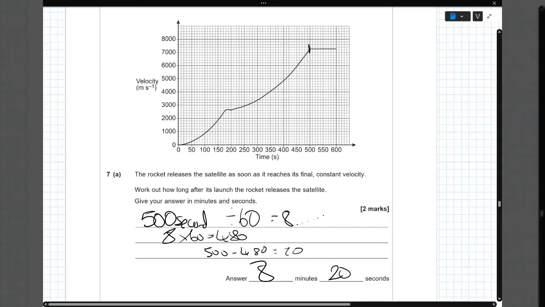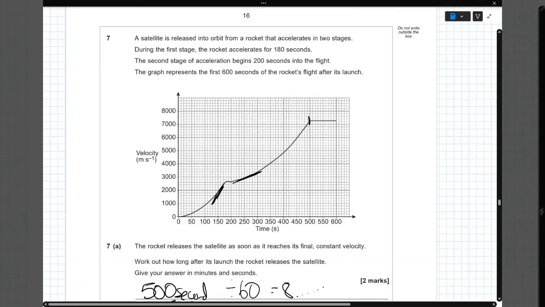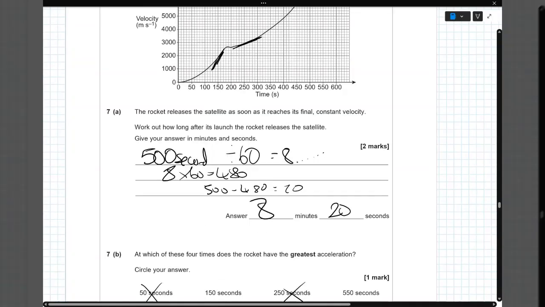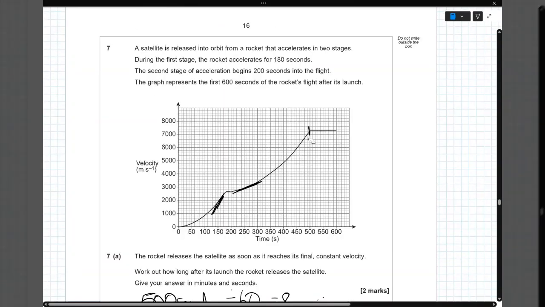Okay, at 250, this is not as steep as at 150, so 250 can't be our answer either. And then at 550, there's no acceleration at all because it's at that constant speed. So our answer is 150 seconds.